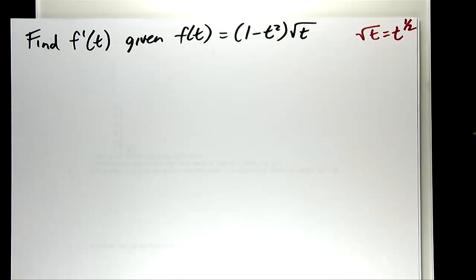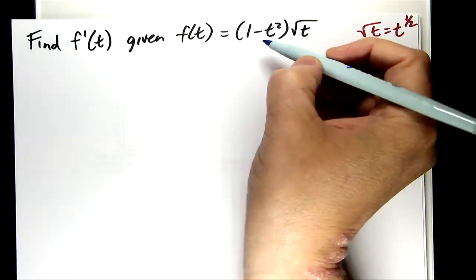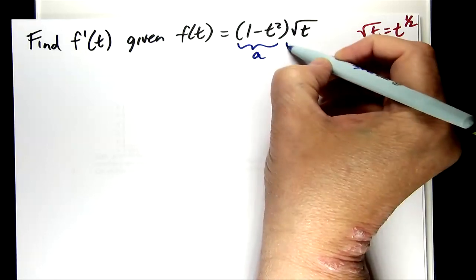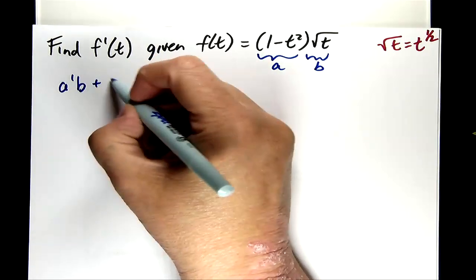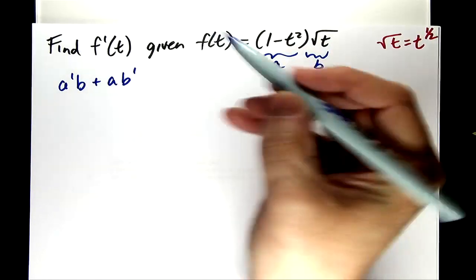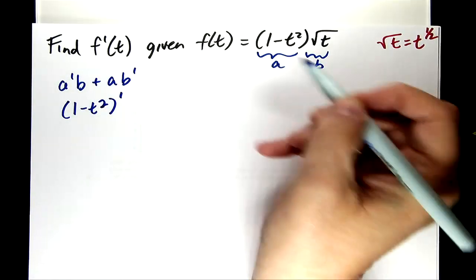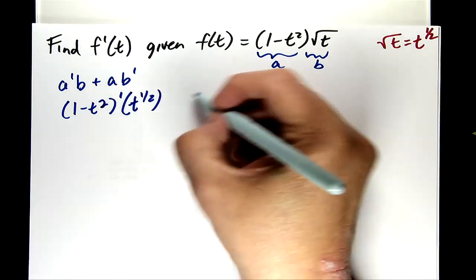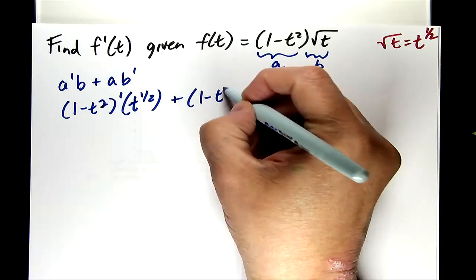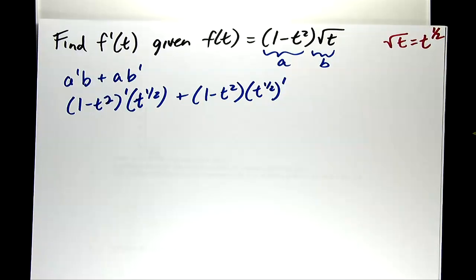All right, let's give this a try. If this is A and this is B, I need to do A prime B plus A B prime. So the derivative of 1 minus t squared times t to the 1/2, plus 1 minus t squared times t to the 1/2 with the derivative on that one.